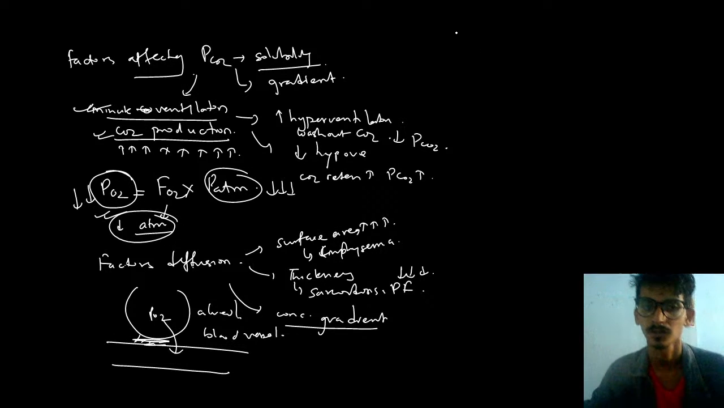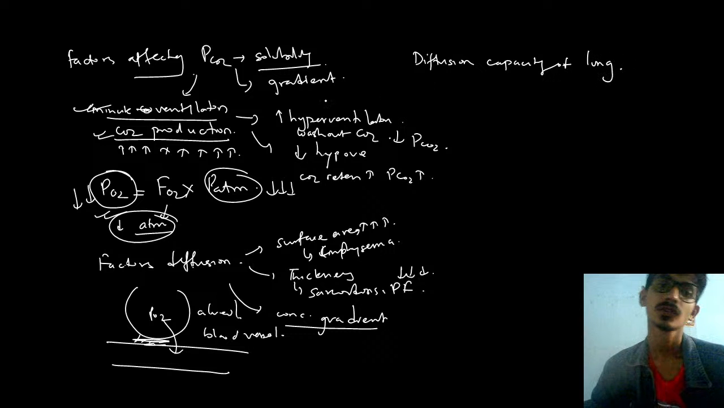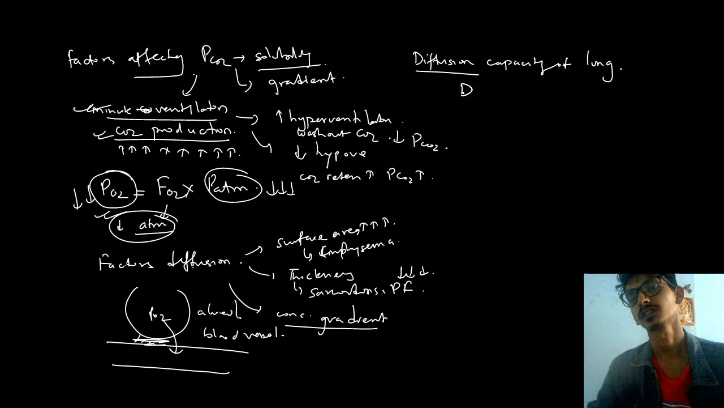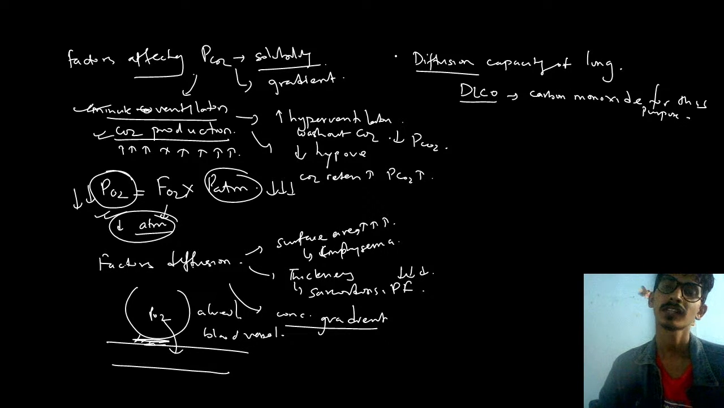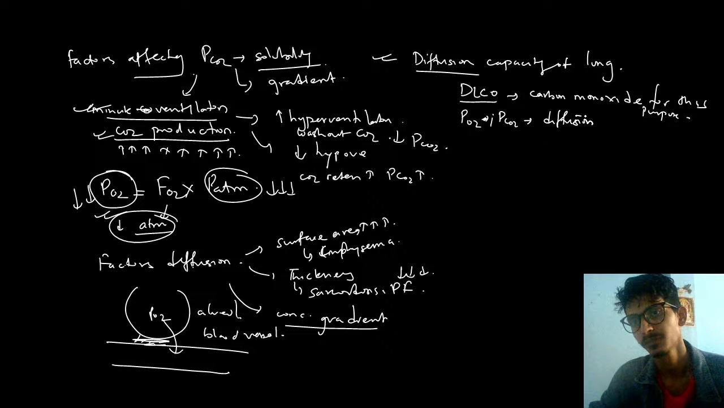Now, another important discussion is the diffusion capacity of the lung. Suppose I have to calculate the diffusion capacity. What is the diffusing capacity of the lung? This is called DLCO, and for this purpose I use carbon monoxide. Why do I use carbon monoxide to calculate the diffusion capacity of the lung? The main reason is that we have seen that the partial pressure of oxygen and the partial pressure of carbon dioxide are diffusion limited.